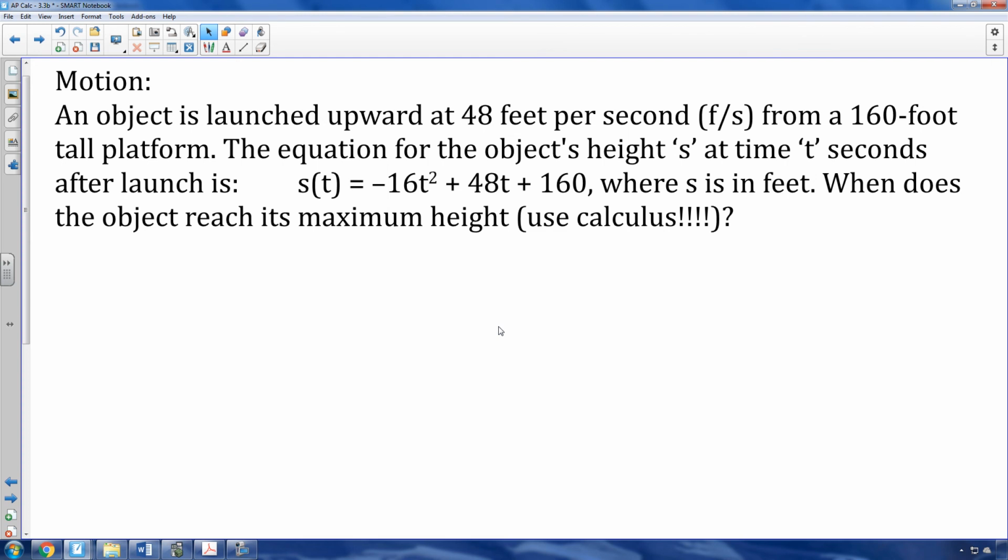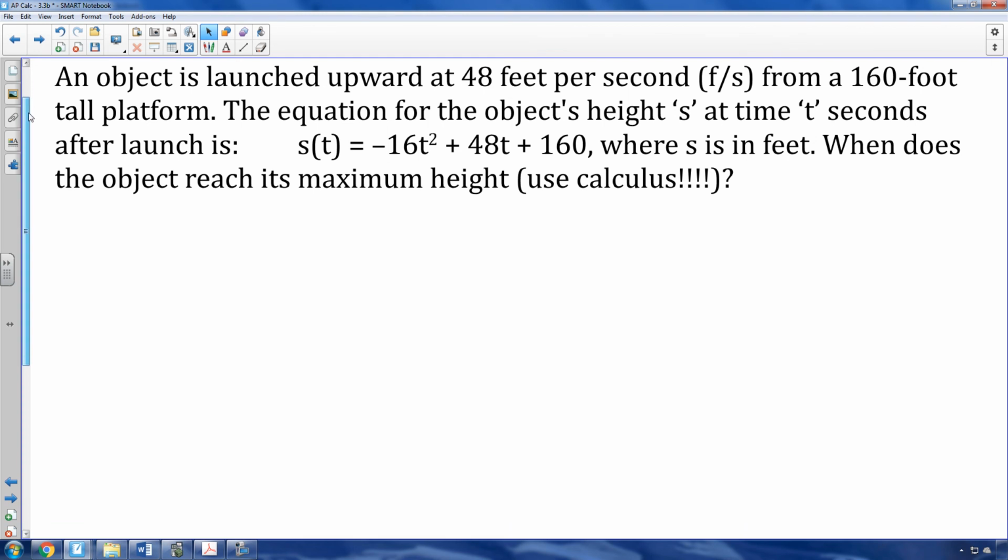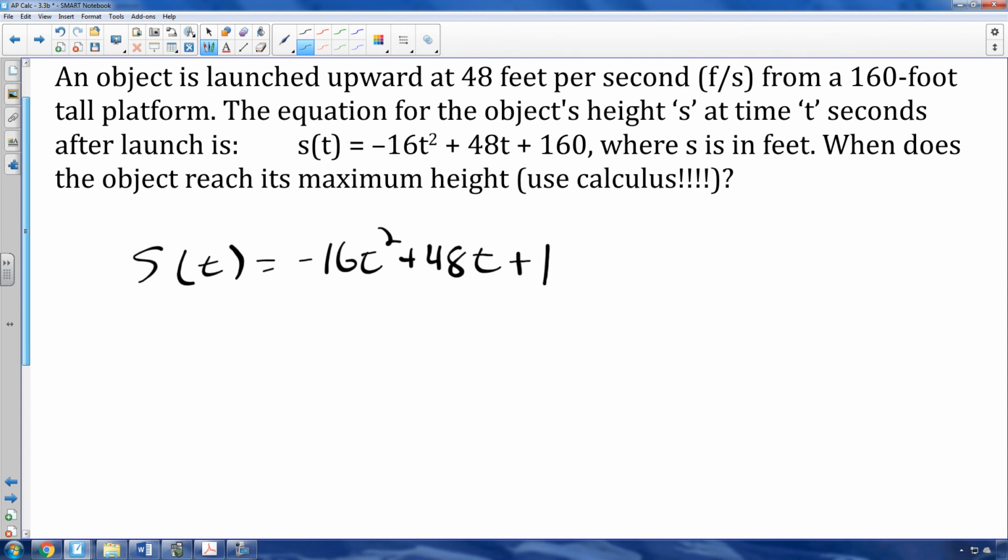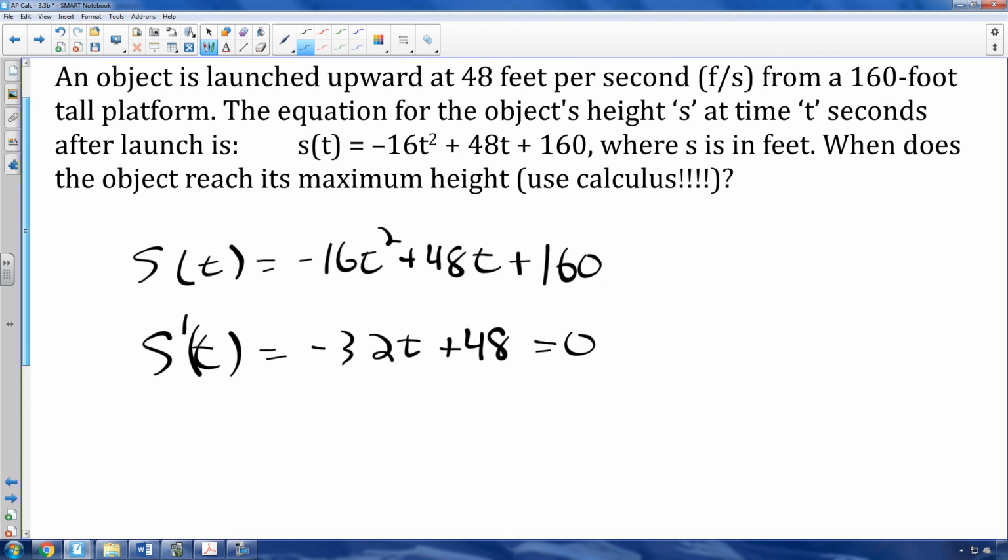Okay, so trying to keep the video to a reasonable length, we've got an object that's launched upward. We know this is the function, s of t is equal to negative 16t squared plus 48t. Remember now, what do you always do in calculus class? You just take the derivative. You know that it's probably a good place to start. So we have our derivative is this, and we want to set it to 0 or undefined. Because it's a polynomial, it's never going to be undefined. So that's good. So you have negative 32t equals negative 48.